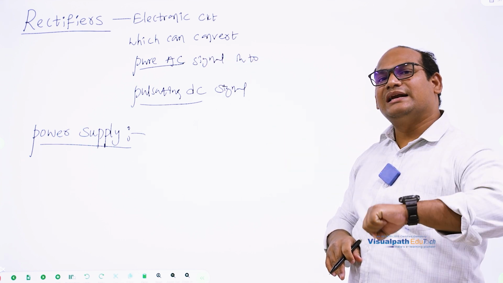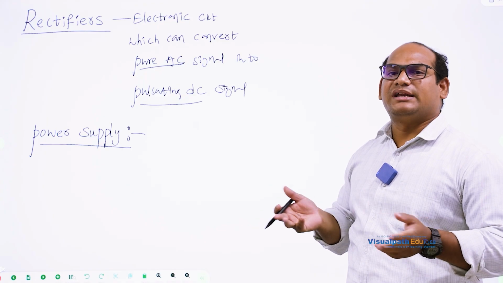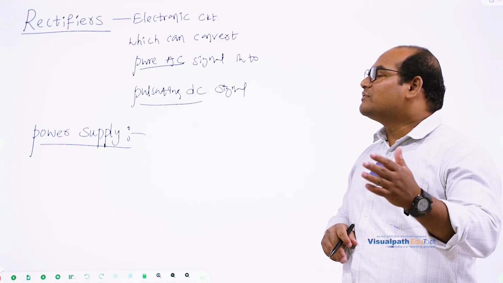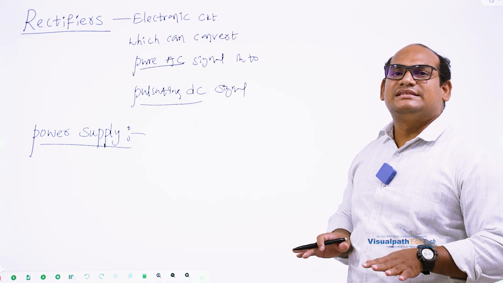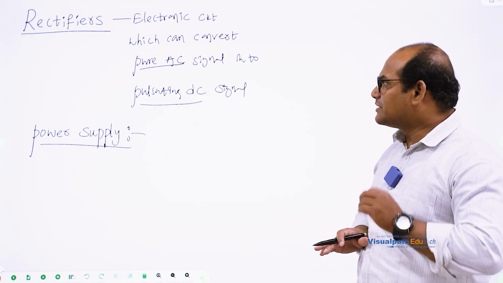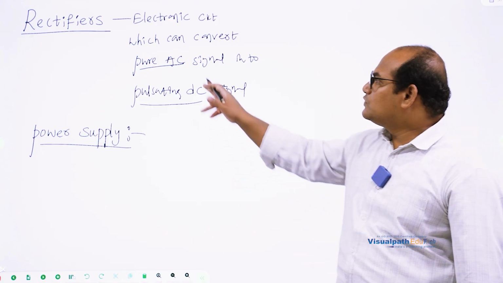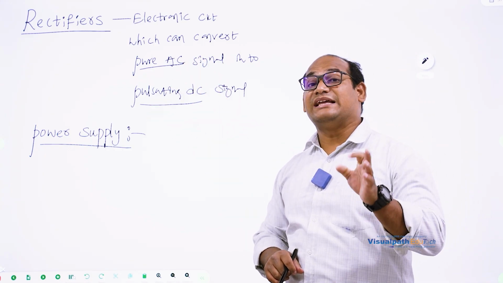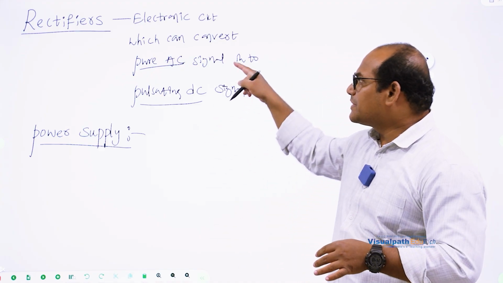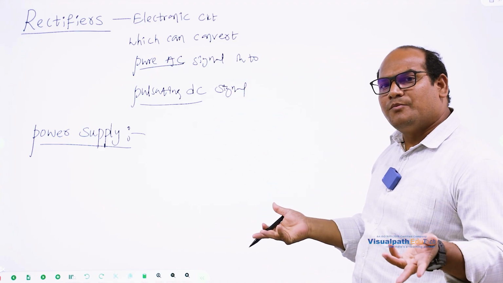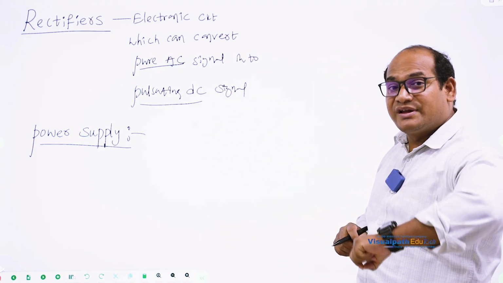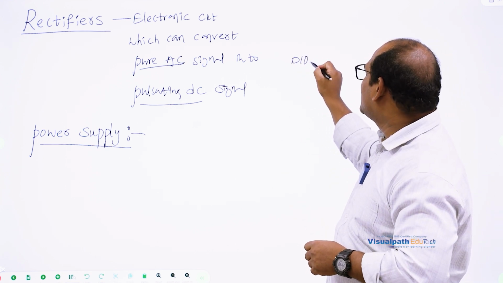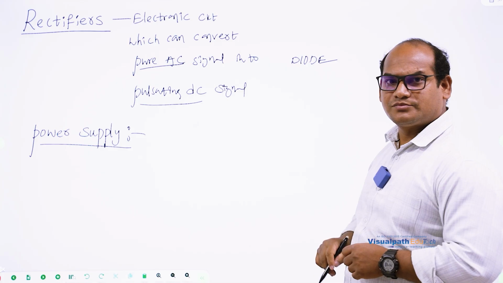Pure DC we cannot get as the output of the rectifier. You take any type of rectifier, we have 3 types in our syllabus. You take any one of the 3, you will not get a pure DC signal as the output. Remember that point. So a rectifier is nothing but pure AC to pulsating DC only. The main important component of the rectifier is the diode, because of the diode only this operation is possible. Remaining components may be available, but the rectification process can be done using the diode only.